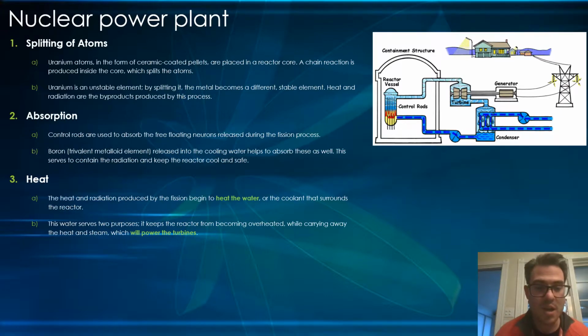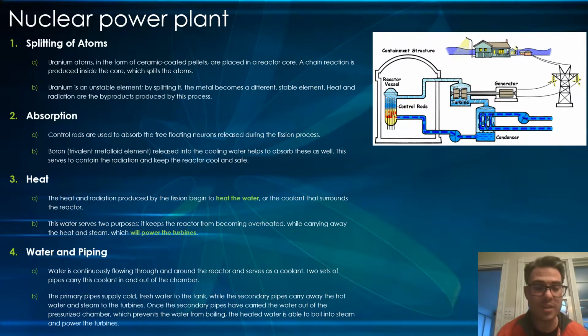The next is where all the money is: the heat. We're using the heat that's released from this chain reaction to heat water. And the water serves two purposes. One thing it does is it keeps the reactor from becoming overheated, which is not something we want, but it also is used to make steam, which we can use to turn turbines. Turning turbines is something that we've seen again with coal. It's one of the most common ways to produce electricity, and so a turbine is a key component part inside of a nuclear reactor that we're using to produce electricity.